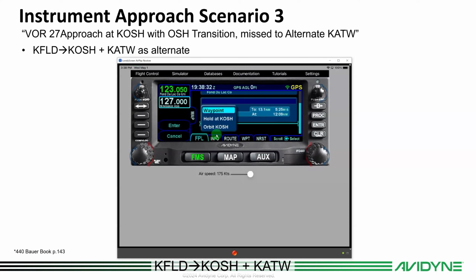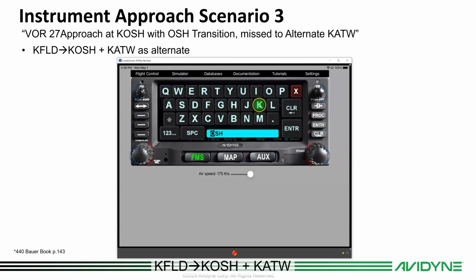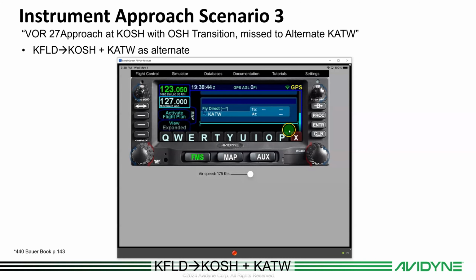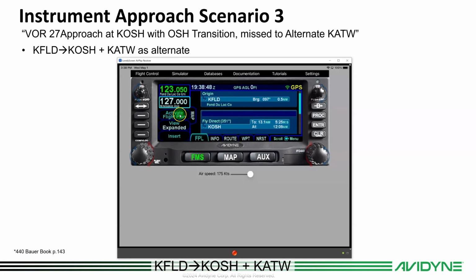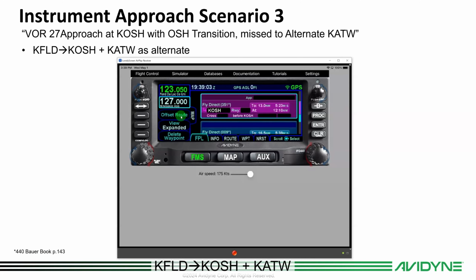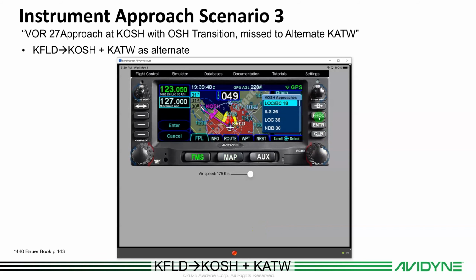So we can put more than one airport in as a destination. And we'll touch here and do K-A, and we'll get Appleton. We enter that. So now we've got two airports, and we can activate the flight plan. So our initial clearance is to fly from Fond du Lac to K-OSH, to the airport. So while that's catching up and getting us en route, let's go ahead and hit our PROC button.